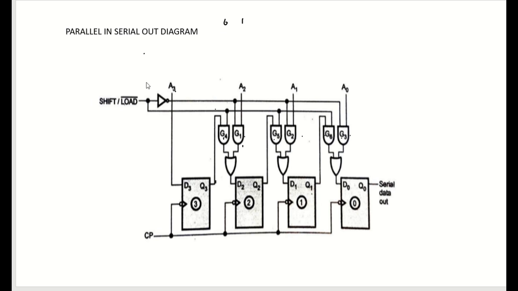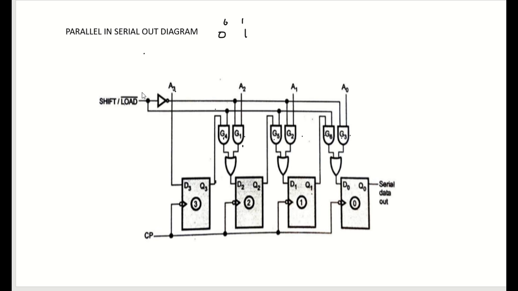When shift bar load is 0, G1, G2, G3 become activated and G4, G5, G6 become deactivated. When shift bar load is 1, G4, G5, G6 are activated and G1, G2, G3 are deactivated. These 4 flip-flops are connected to a single negative triggered clock pulse.